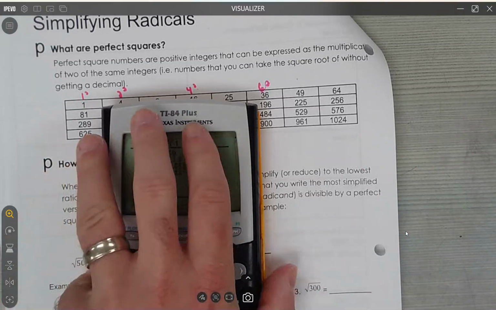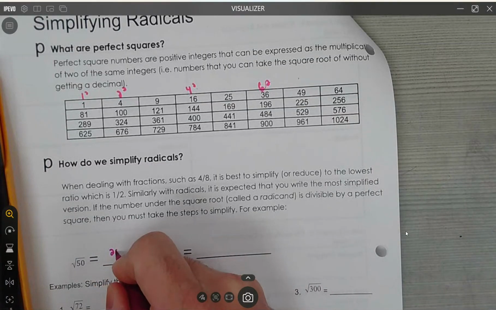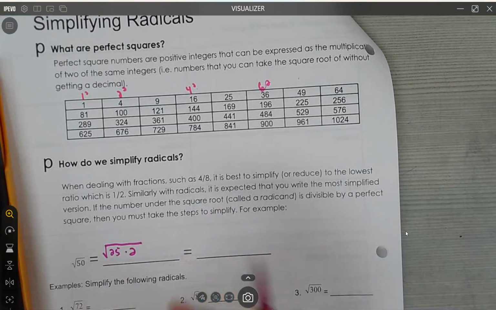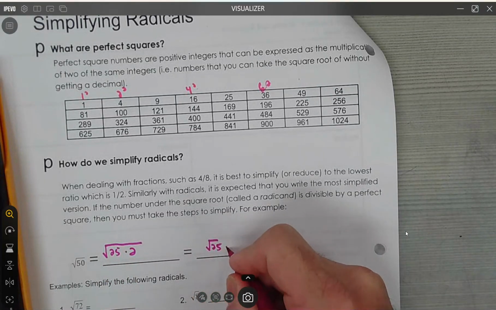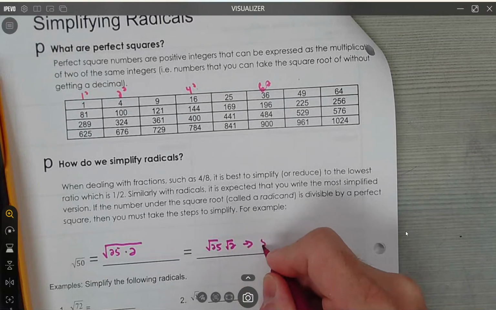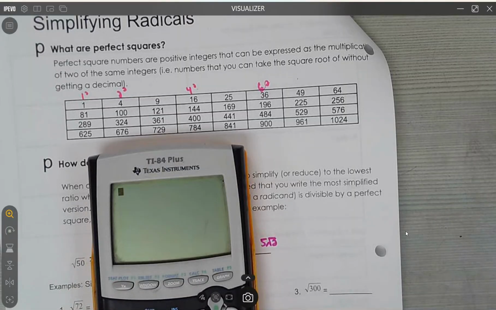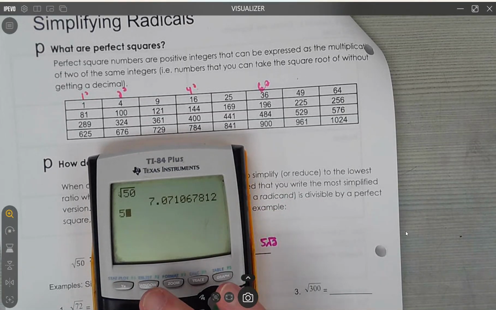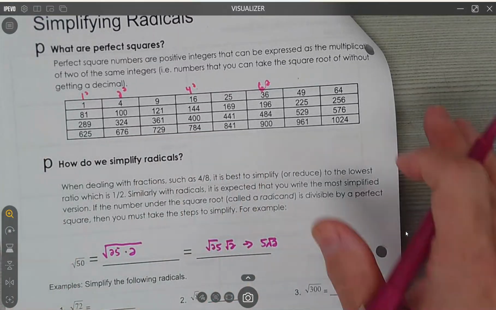So I know that 5 squared is 25, and 25 times 2 gets me 50, so I can break this up and say it's the square root of 25 times the square root of 2. I can take a square root and break it up into 2 square roots, and what I end up with is 5 square root of 2, okay? Let me show you this on your calculator. If you press second quit, that gets you out of this. The square root of 50 is 7.07, and 5 square root of 2 is also 7.07, so that works, okay?